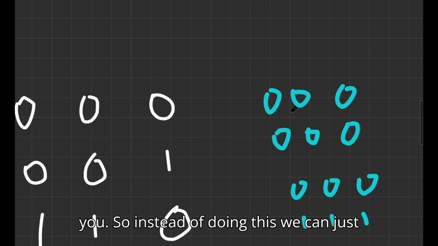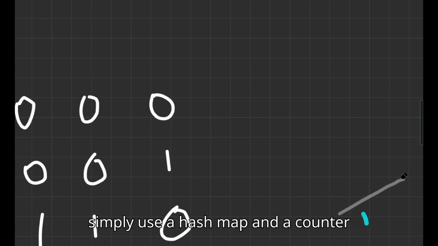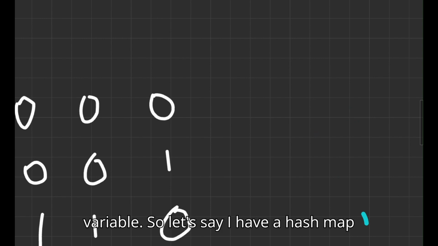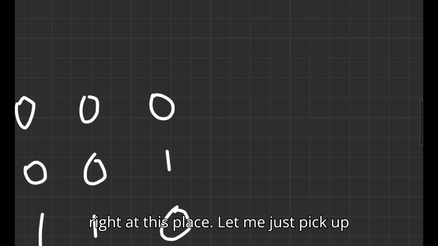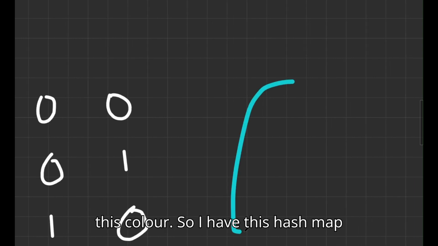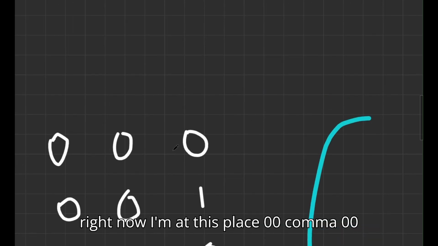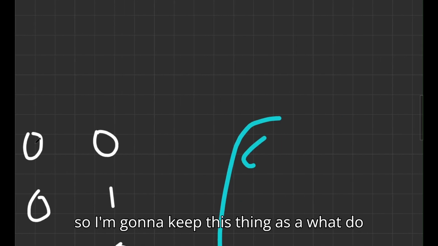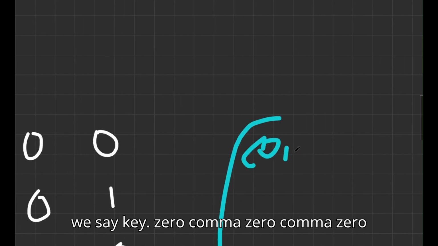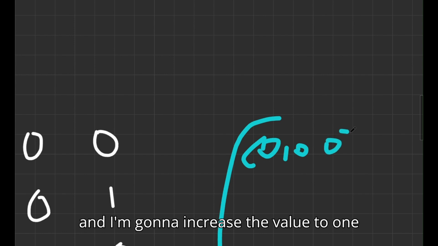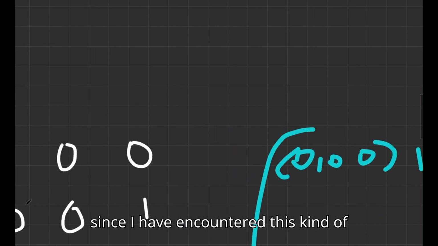So let me just show you. Instead of doing this, we can simply use a hash map and a counter variable. Let's say I have a hash map right at this place. So I have this hash map. Right now I'm at this place, 0, 0, 0. So I'm going to keep this as the key (0, 0, 0), and I'm going to increase the value to 1, since I've encountered this kind of pattern once.